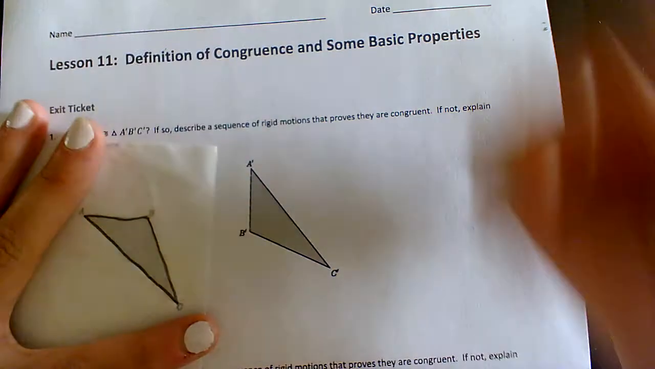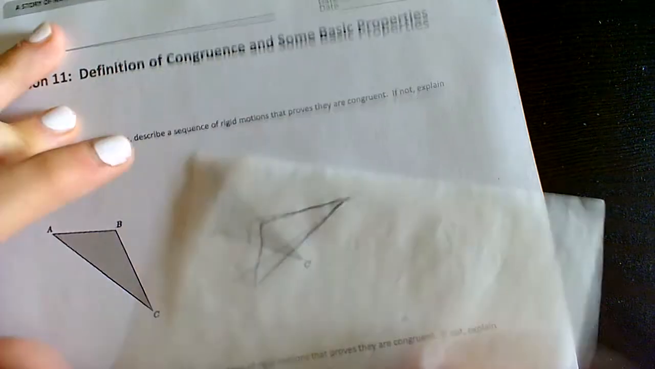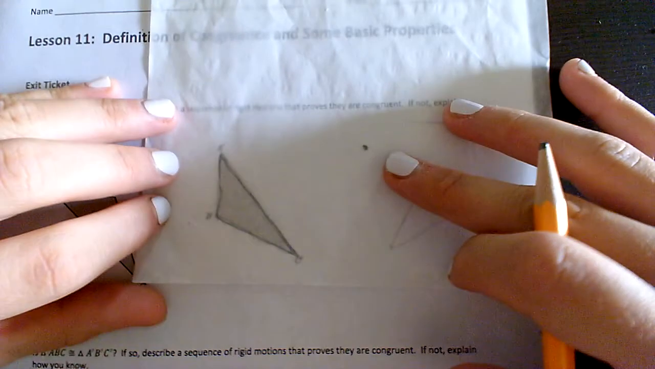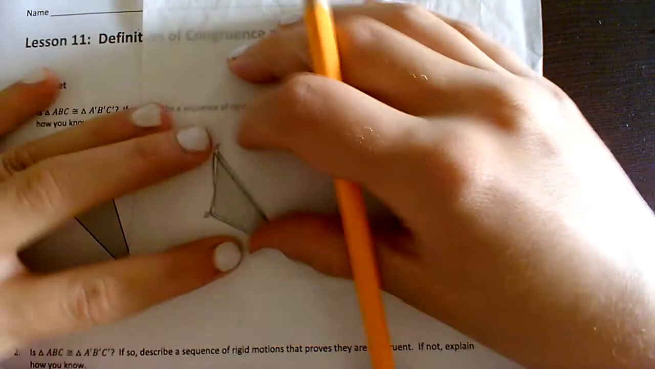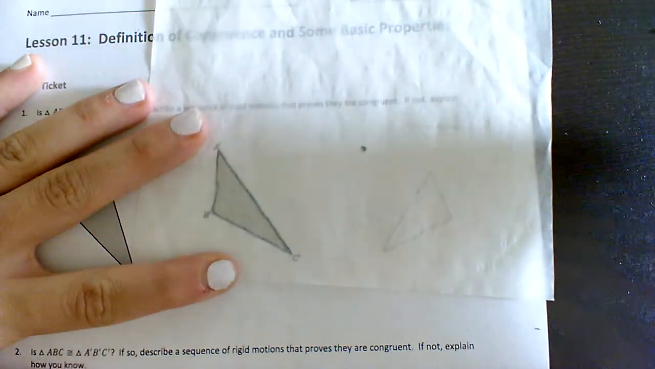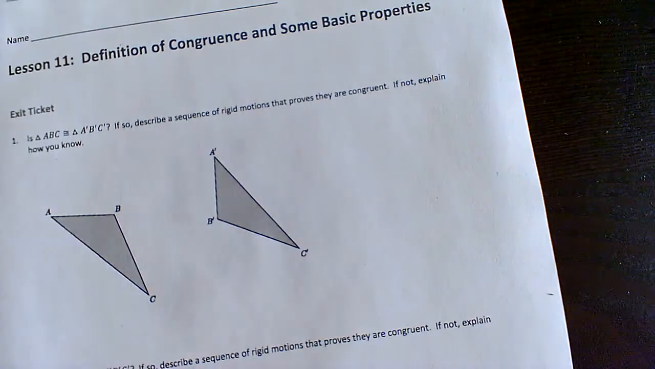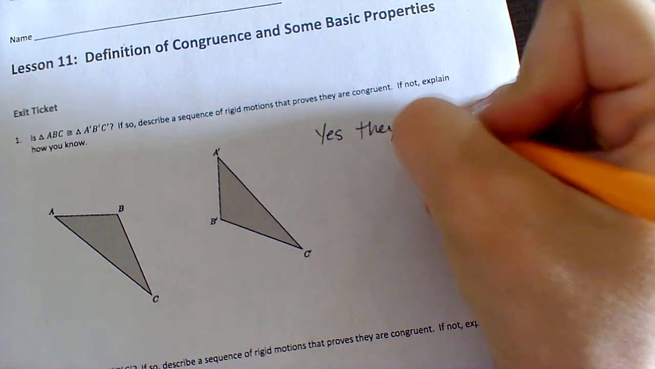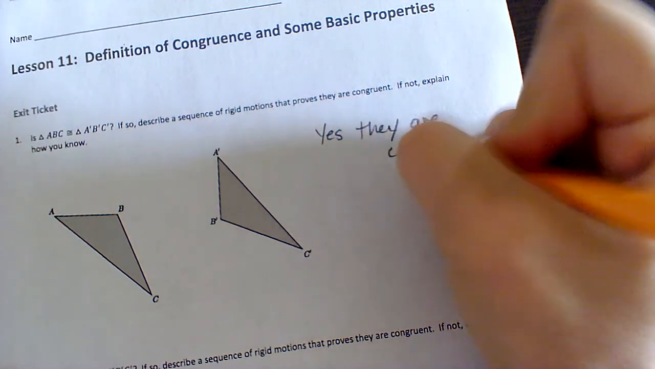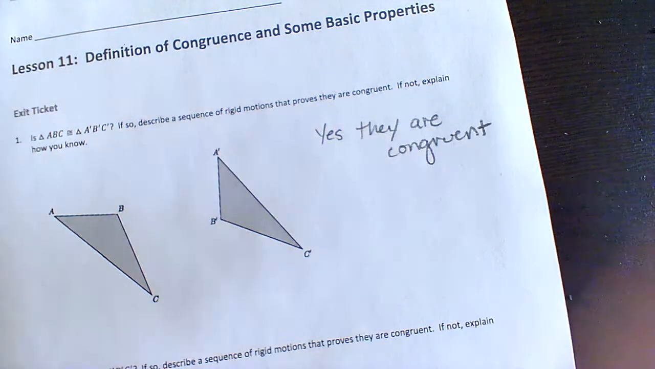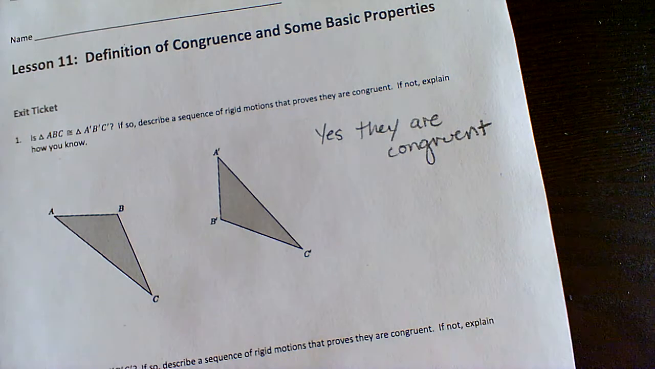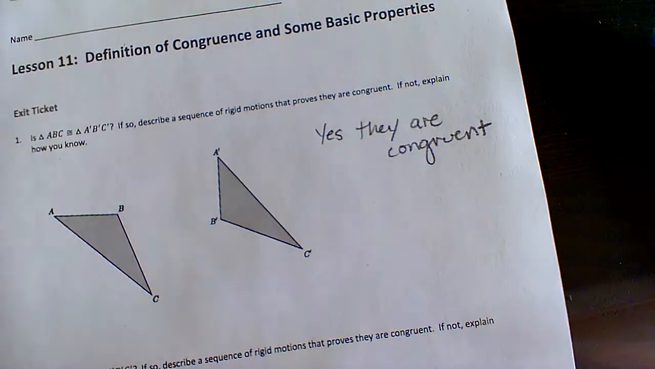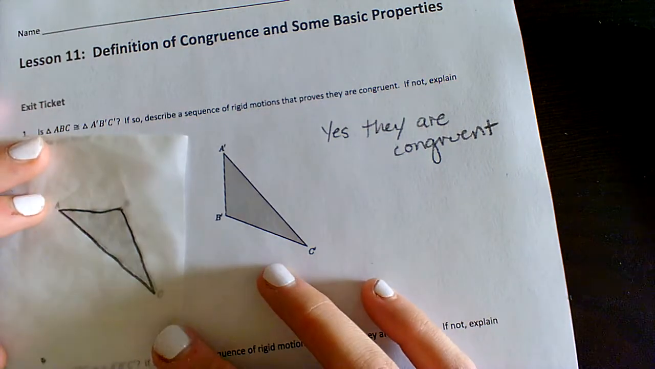So if we can get them to match up in any way, they would be congruent. So if I were to flip it over, I could get it to be congruent. So are they congruent? Yes, they are congruent. But now I have to describe how I can move in order to get them to match up.